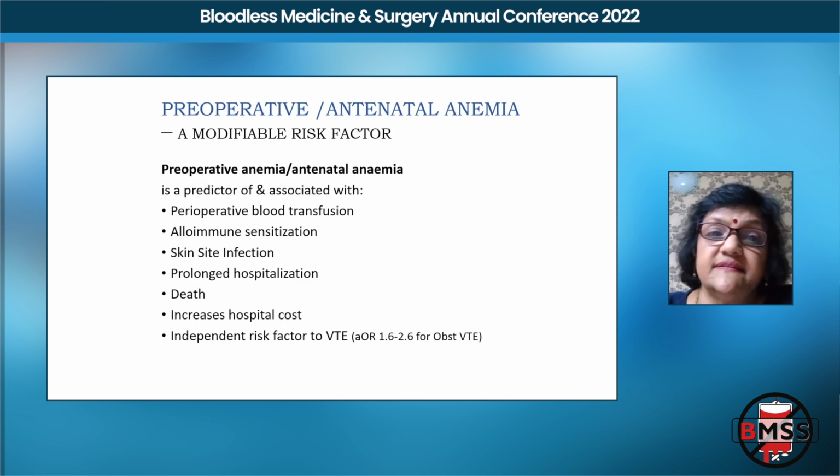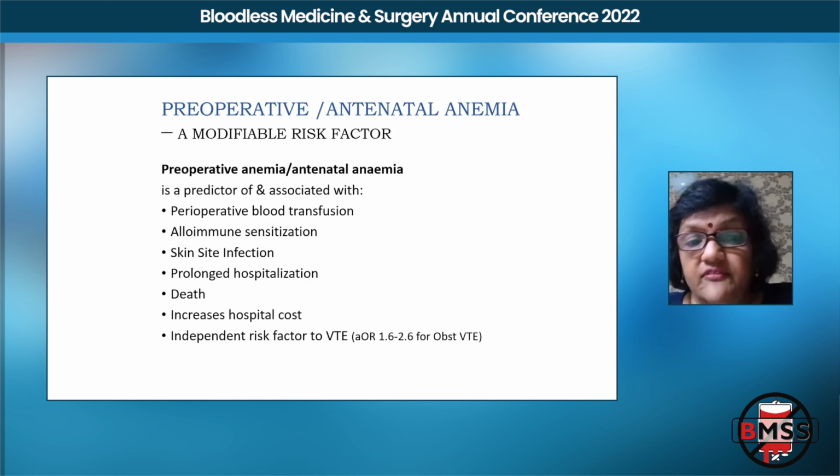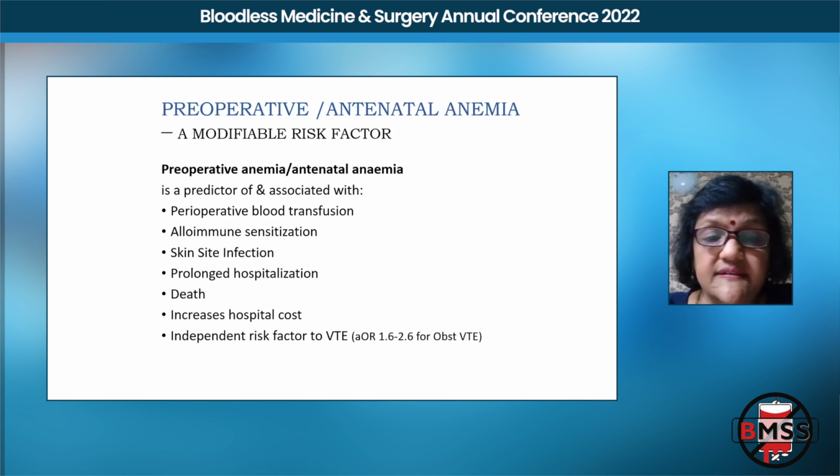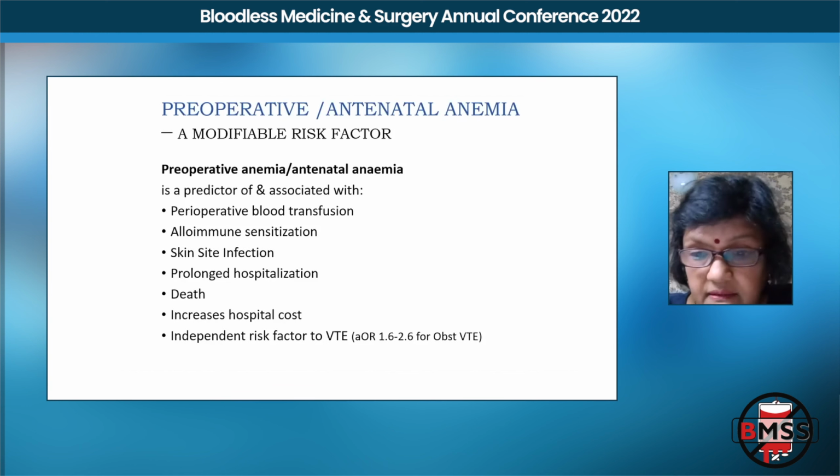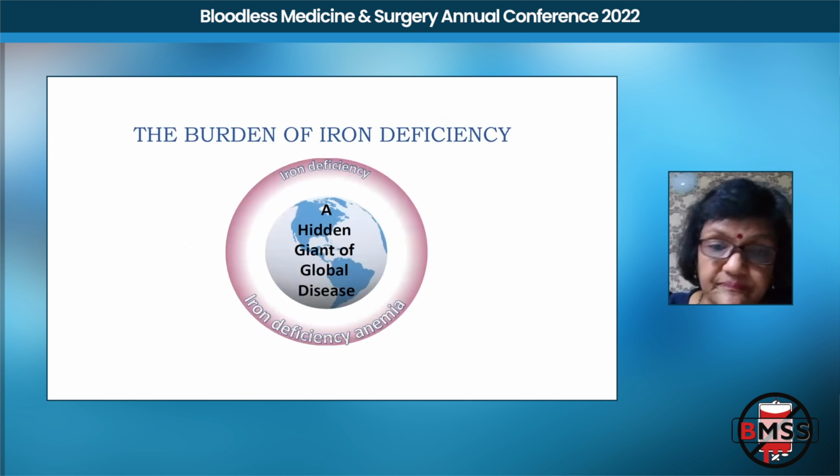Antenatal anemia is a modifiable risk factor, and it is a predictor and is definitely associated with a higher incidence of perioperative blood transfusion, alloimmune sensitization, and surgical site skin infection. Because of these problems, there may be prolonged hospitalization and even increased hospital costs. And it is an independent risk factor for venous thromboembolism. Anemic mothers can also die from this condition.